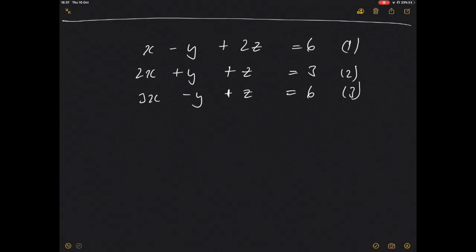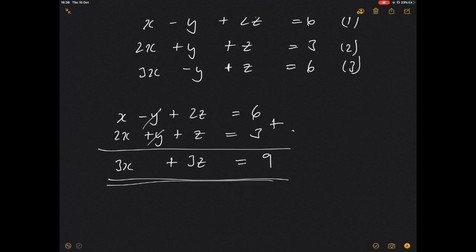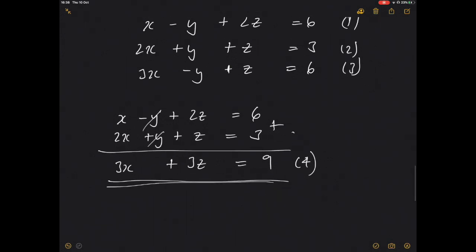So if we add equations 1 and 2, that's going to get rid of our y. So let's do that. So x minus y plus 2z equals 6, and we can then say 2x plus y plus z equals 3. So we add these together, and we're going to cancel those two out. There's going to be an add sign here. And so that's 3x plus 3z equals 9. Okay, so this is our equation 4 now.